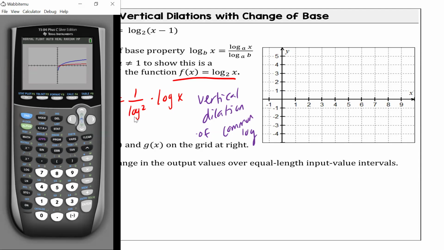This right here, that 1 over log 2 times log x, if this is accurate, if it's a vertical dilation of the common log, when I type this, it should replace my blue. I'm going to put in parentheses because I can't make fractions. You can on yours. I'm going to type 1 divided by the log of 2, close parentheses, times the log of x. I have to use double parentheses, because I can't create a fraction.